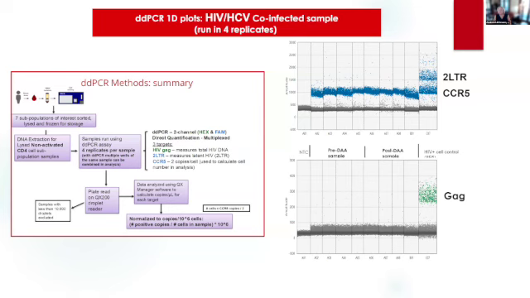I'm not going to go through this in great detail, but this is our methodology for ddPCR. This is what it looks like when analyzed, and these little dots represent the 2LTR and the CCR5, which is our control. First, we sorted the 7 populations and then extracted the DNA and ran samples in replicates, and we focused on GAG, 2LTR, and CCR5. And we adjusted for the number of cells using CCR5.